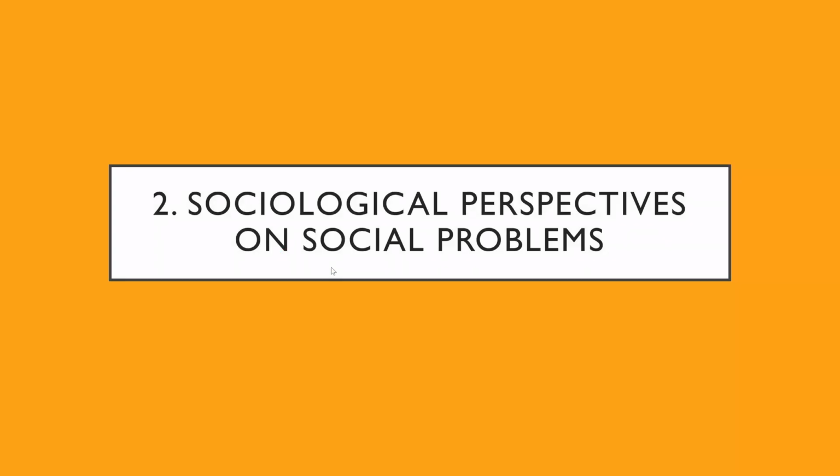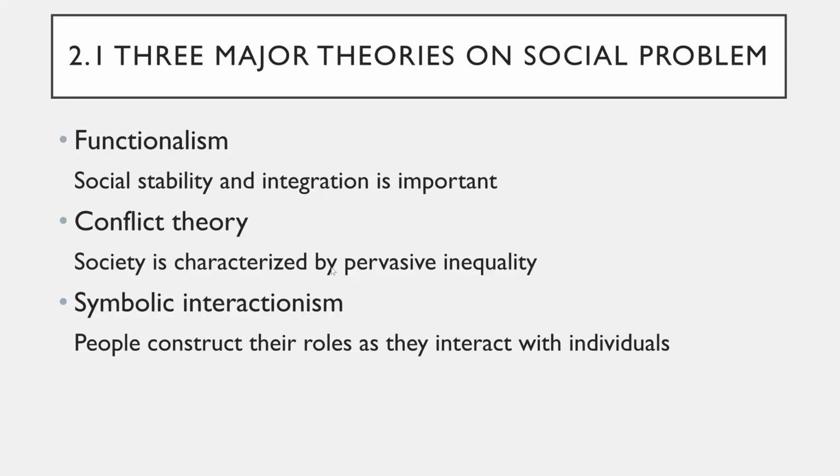So in the second part of today's lecture, I want to introduce a sociological perspective on social problems. There are 3 grand theories on social problems in sociology. The first one is functionalism, which emphasizes social stability and the integration of the society. The second one is conflict theory, in which society is characterized by pervasive inequality, and people should fight for equality in society. The last one is symbolic interactionism, which emphasizes the interaction among people to make perceptions and to learn their roles in the society.